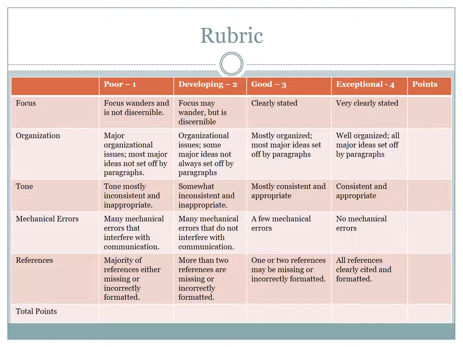So for example, a paper that had a poor focus would be that the focus wanders and is not discernible. A paper with an exceptional focus would be clearly stated. And the points total column at the end on the right just allows you to assign the points. The bottom row allows you to add up.